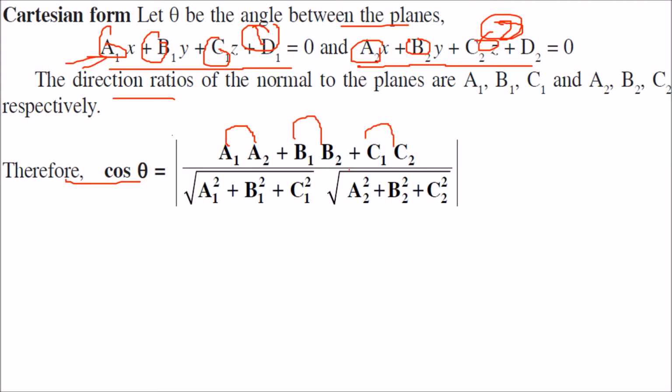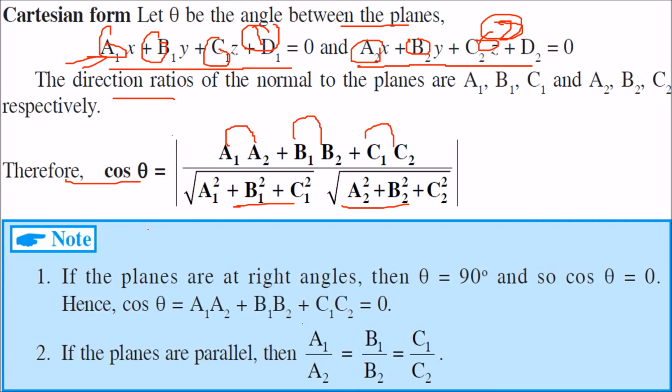So if the planes are at right angle, what do we get? Theta will be 90 degrees, so cos theta will be 0. So cos theta, which is this expression, will be equal to 0. And if they are parallel, then a1 by a2 equals b1 by b2 equals c1 by c2.